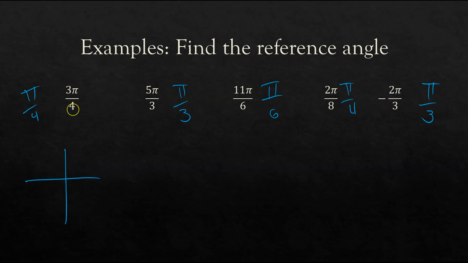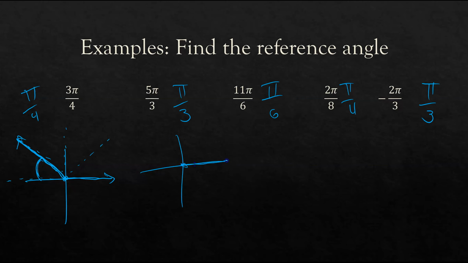3 pi over 4, well, this is where it gets a little tricky. Remember, pi is 180 degrees, so for 3 pi over 4, this would be 1, 2, 3, 4 pi over 4. So if you didn't follow me with my cursor, this would be 1 pi over 4, this would be 2 pi over 4, this would be 3 pi over 4, and this would be 4 pi over 4, right? So 3 pi over 4 is right there. And then the reference angle would be this angle, and what I'm left with here is pi over 4, okay?